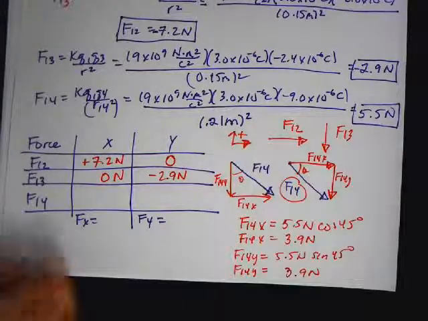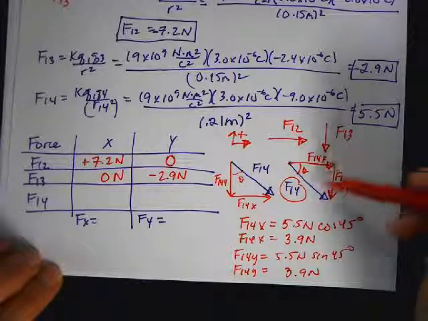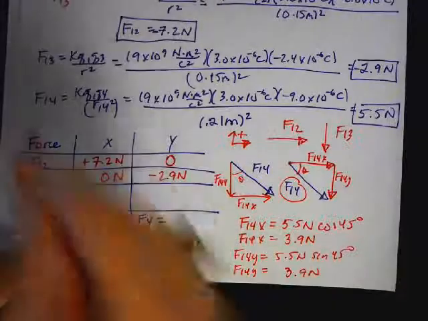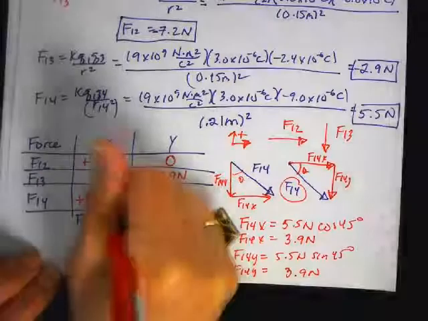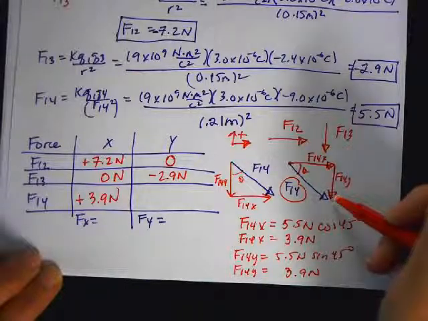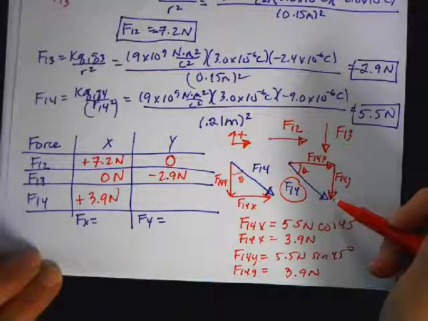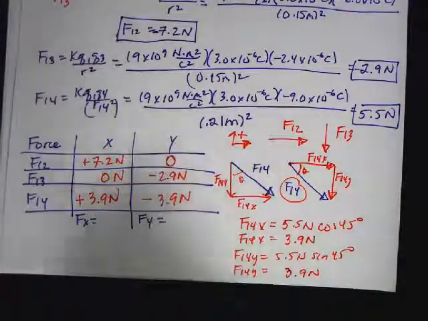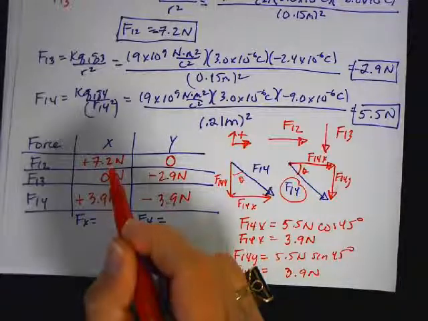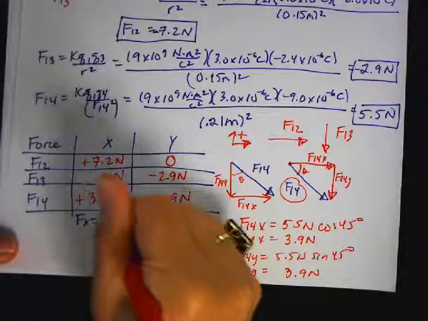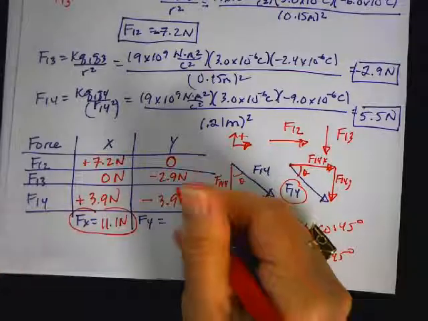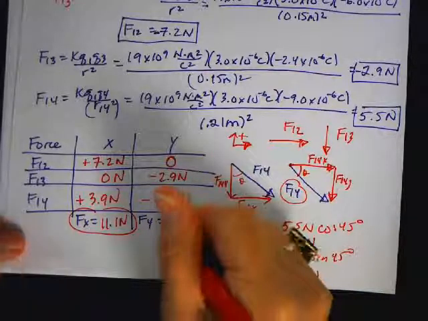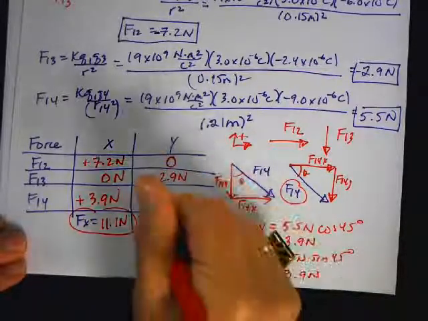Now this is the most important part. When you look at the picture, according to my sign convention, this is positive, so that's going to be positive 3.9. But the Y component points down, and according to my sign convention, that's going to be negative. So this is going to be negative 3.9 newtons. So now I'm going to add these up. So 7.2 and 3.9 is 11.1. I did that in my head. And then negative 2.9 minus 3.9 is going to be negative 6.8 newtons. So I'm almost there. Okay?